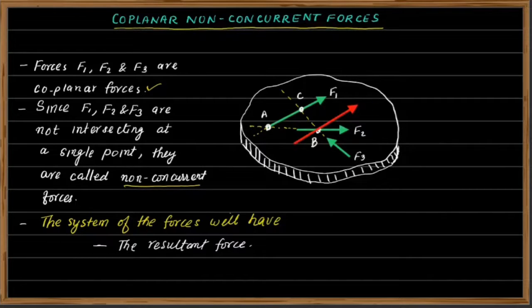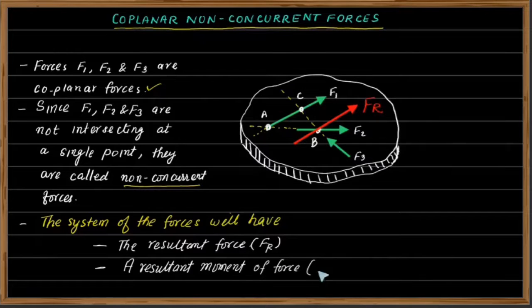This may be called as the resultant force, that is Fr, resultant of all these forces. Okay, so the system will have the resultant force that you may be calling as Fr. And one more thing, since it is system of non-concurrent forces, there will also be a resultant moment. There shall be a resultant moment of forces. And that you can represent by Mr. So system will have one resultant moment of forces, that I will be calling as Mr. Is that okay?